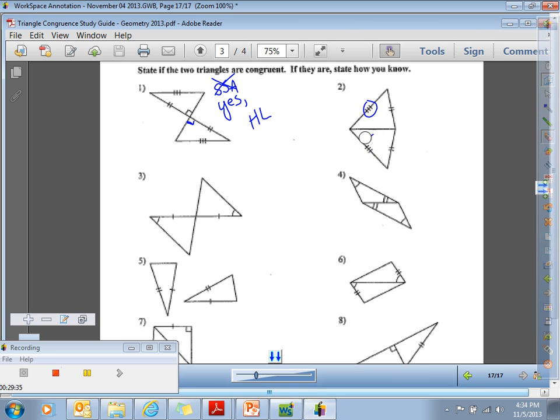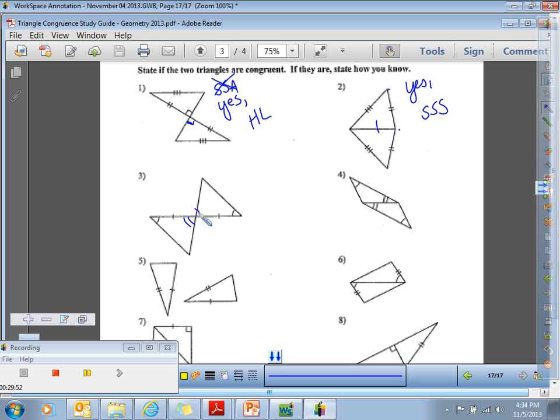Okay, number 2, this side is congruent to this side. And this side is congruent to this side. And they share this side in the middle. So all three sides are congruent, so yes, by side, side, side.